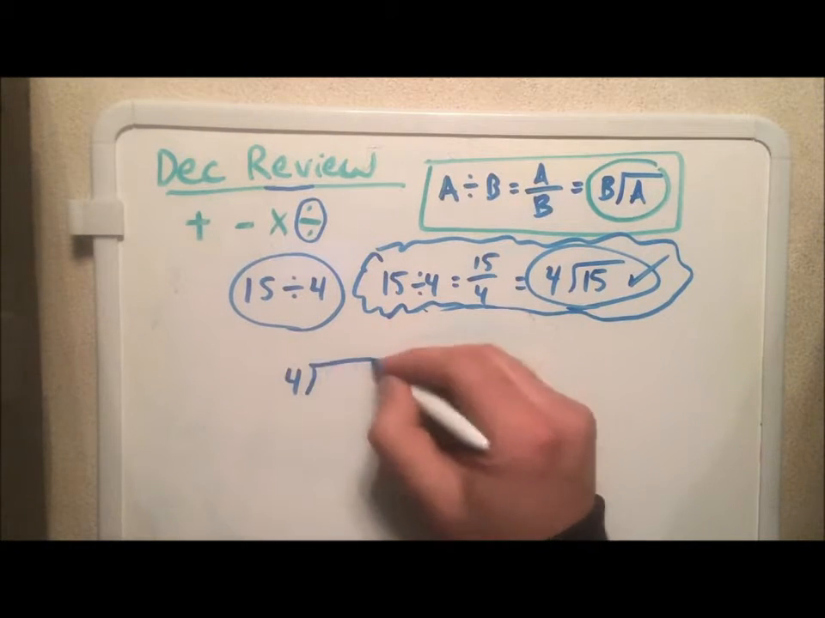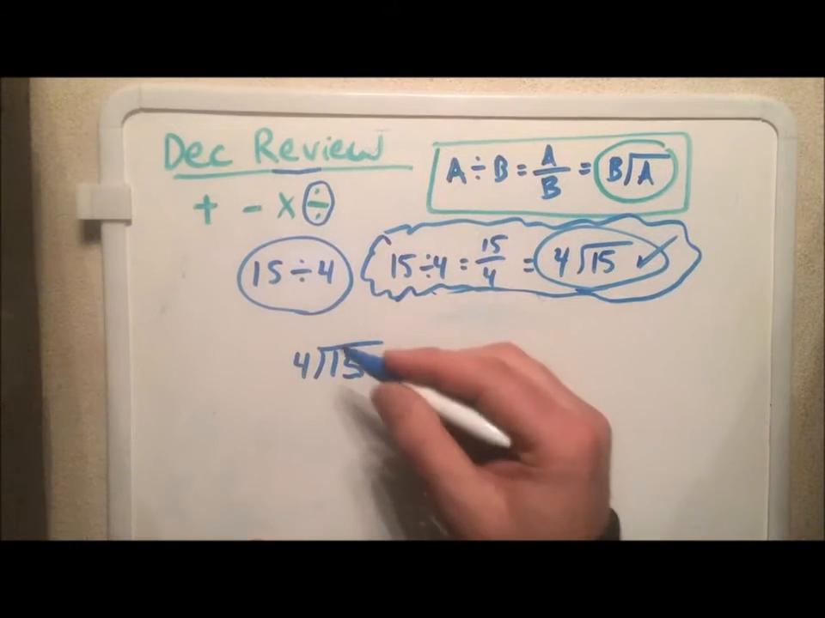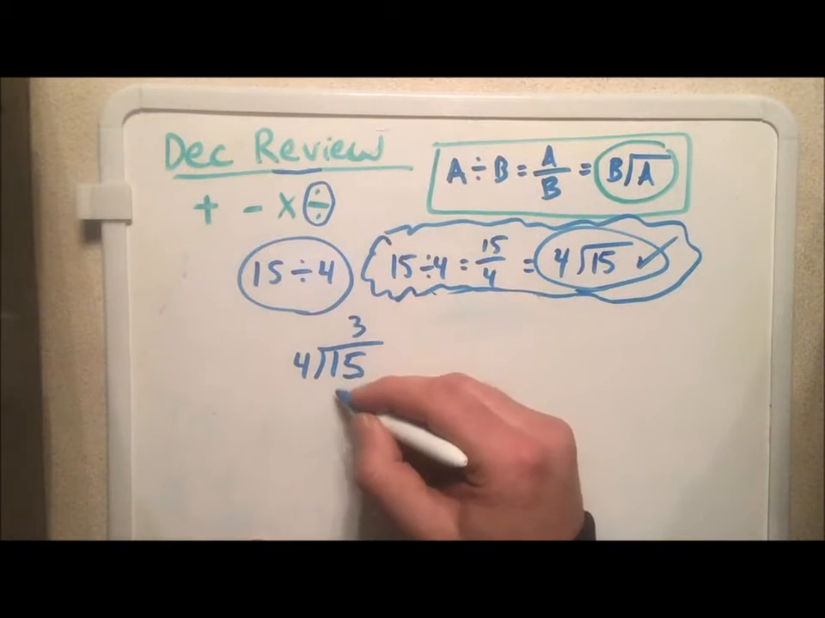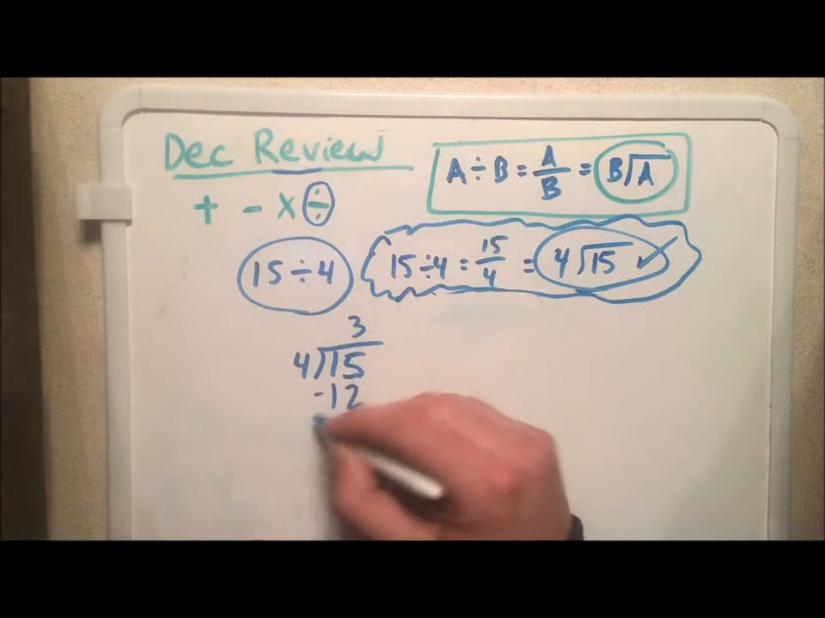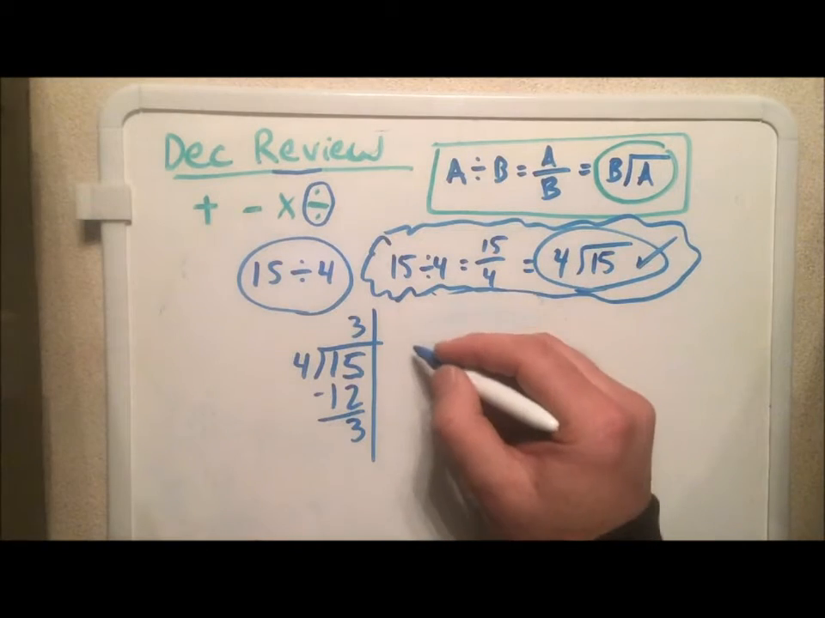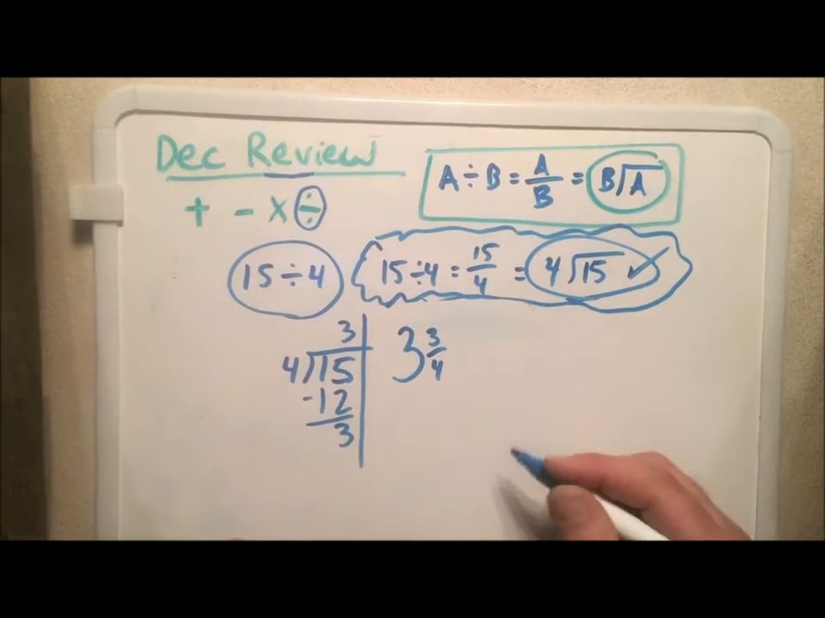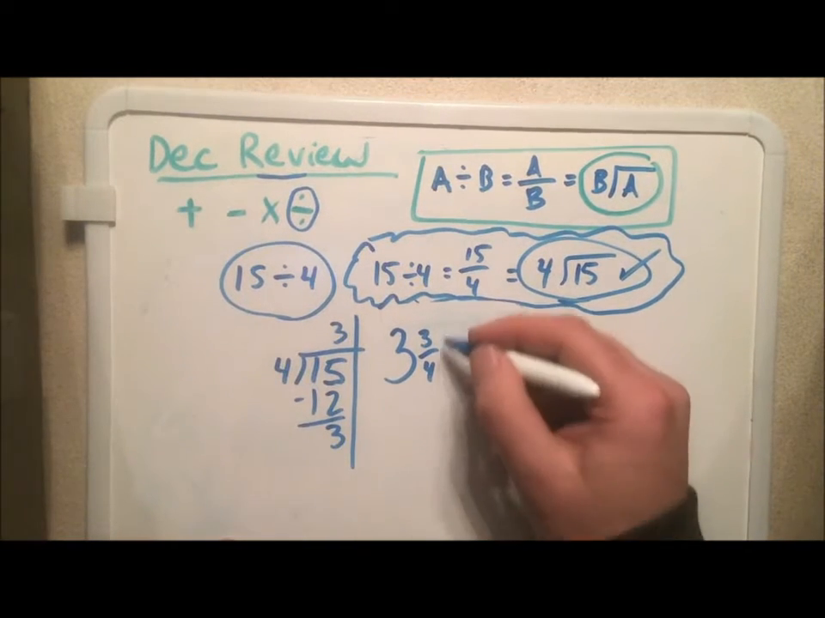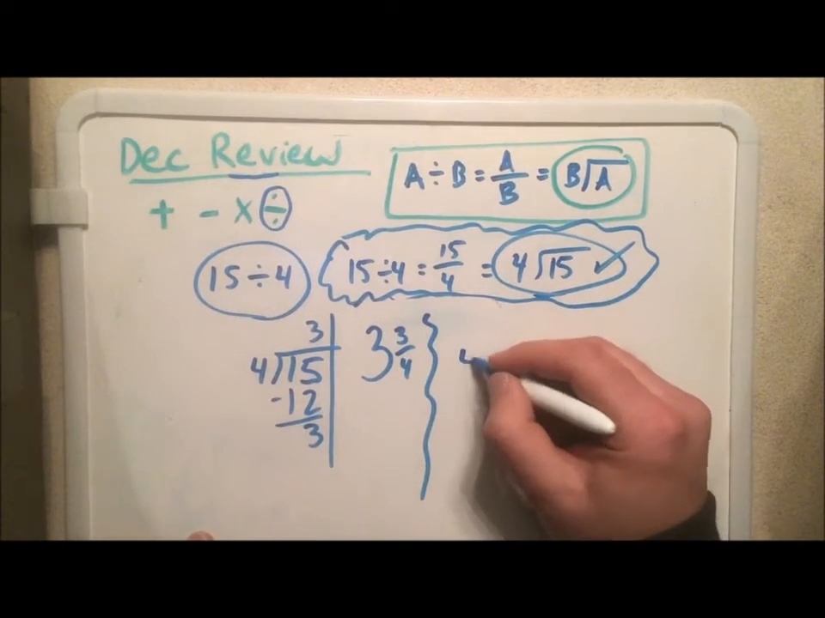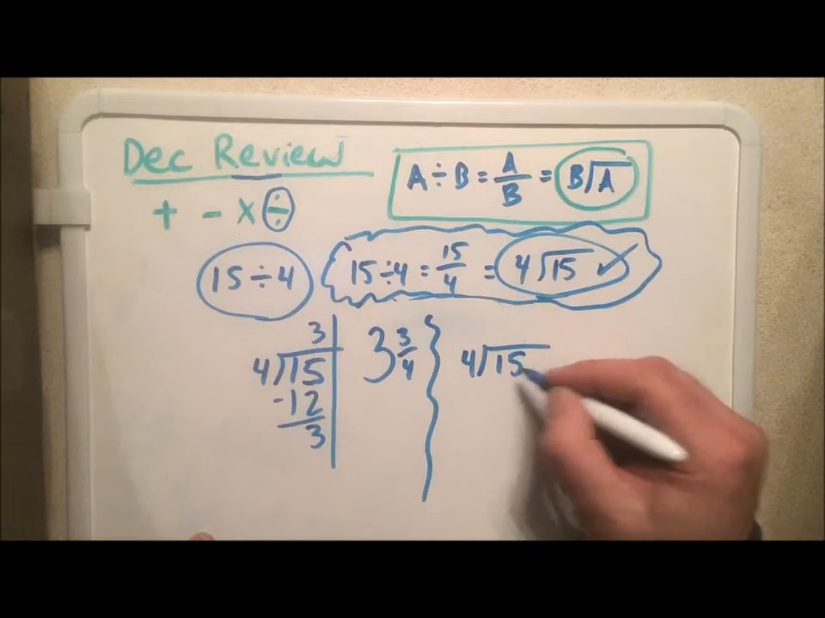So then you take your 4 and your 15, right? So here we go. 4 fits into 15 3 times. 3 times 4 is 12. That's 3. Normally we would say the answer is 3 and 3 extra pieces out of 4. That's back in the day. Now we are going to show you the decimal equivalent.